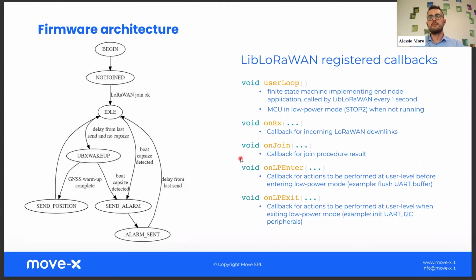Then we have callback functions for the join event and the downlink packet event, and since this uses the microcontroller low power mode, it also has a function that is called when the low power mode is entered and one when this power mode is exited, so the user can reinitialize devices that will be used. In this case, for example, I2C, which is used for talking to the GNSS module and the accelerometer.